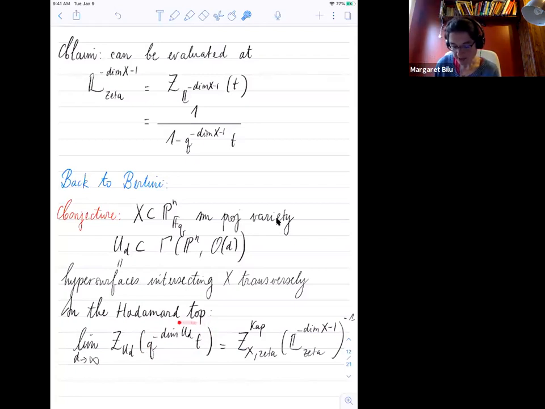So this thing here should have a limit in the Hadamard topology, and this limit should be equal to this zeta function with coefficients in zeta functions, evaluated at this zeta function.